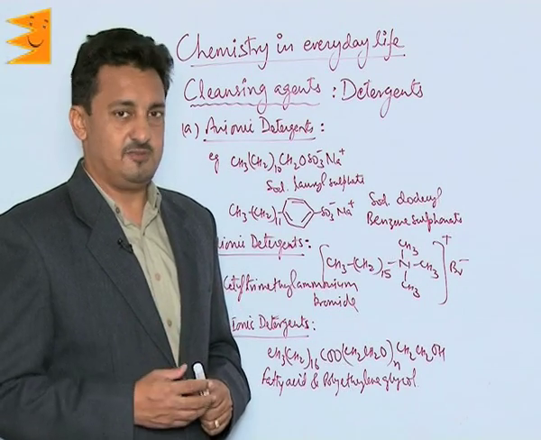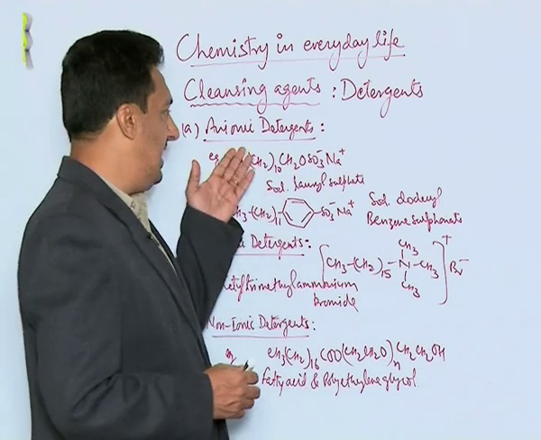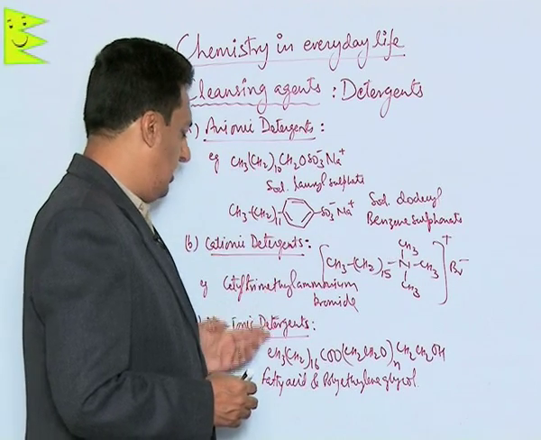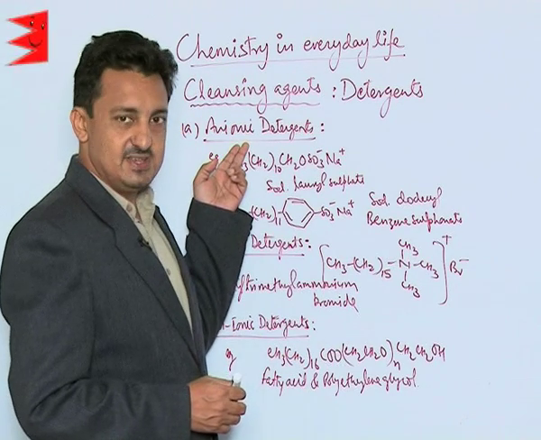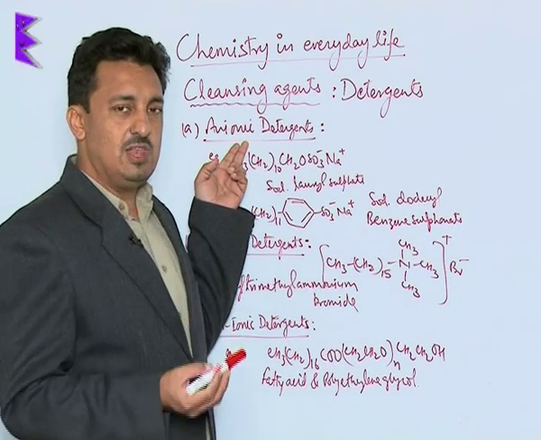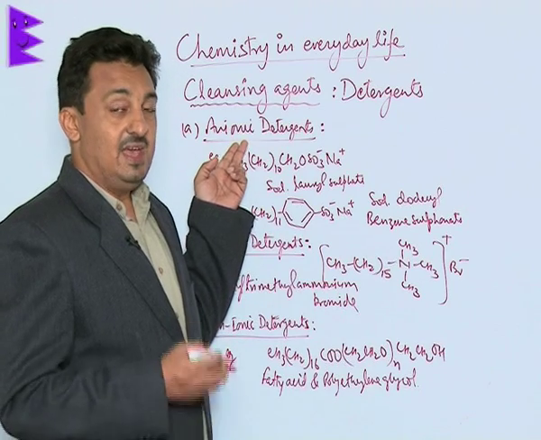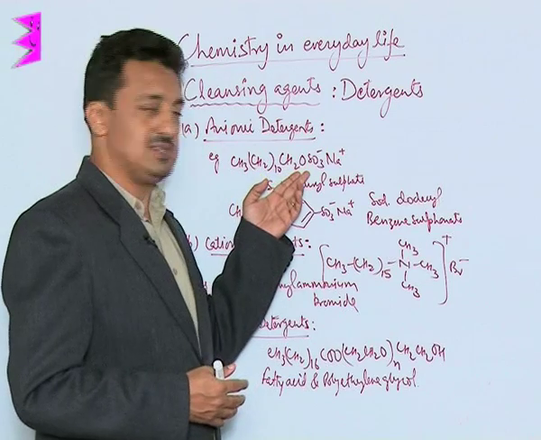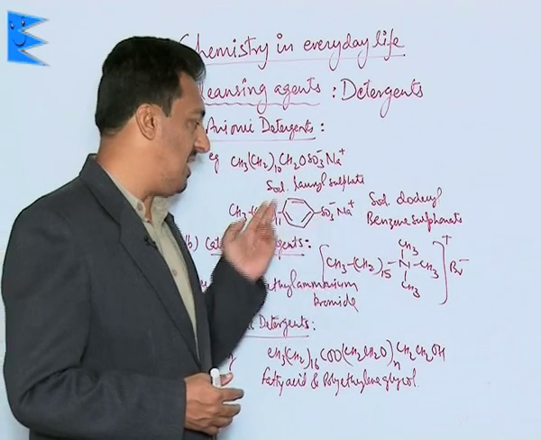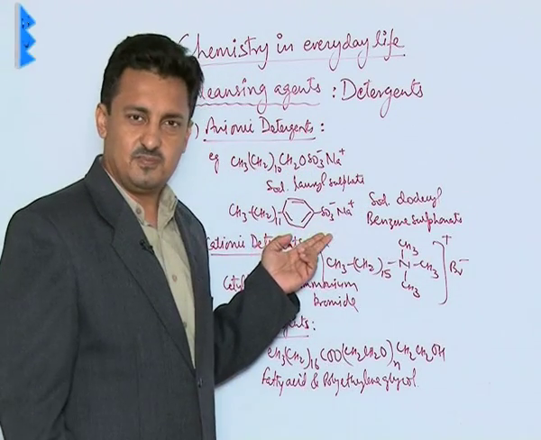They are of three types. They can be anionic detergents, cationic detergents, or non-ionic detergents. Now let's talk about anionic detergents first. They are the most commonly used household detergents. They are the sodium salts of alkyl sulfonates or sodium salts of alkyl benzene sulfonates.